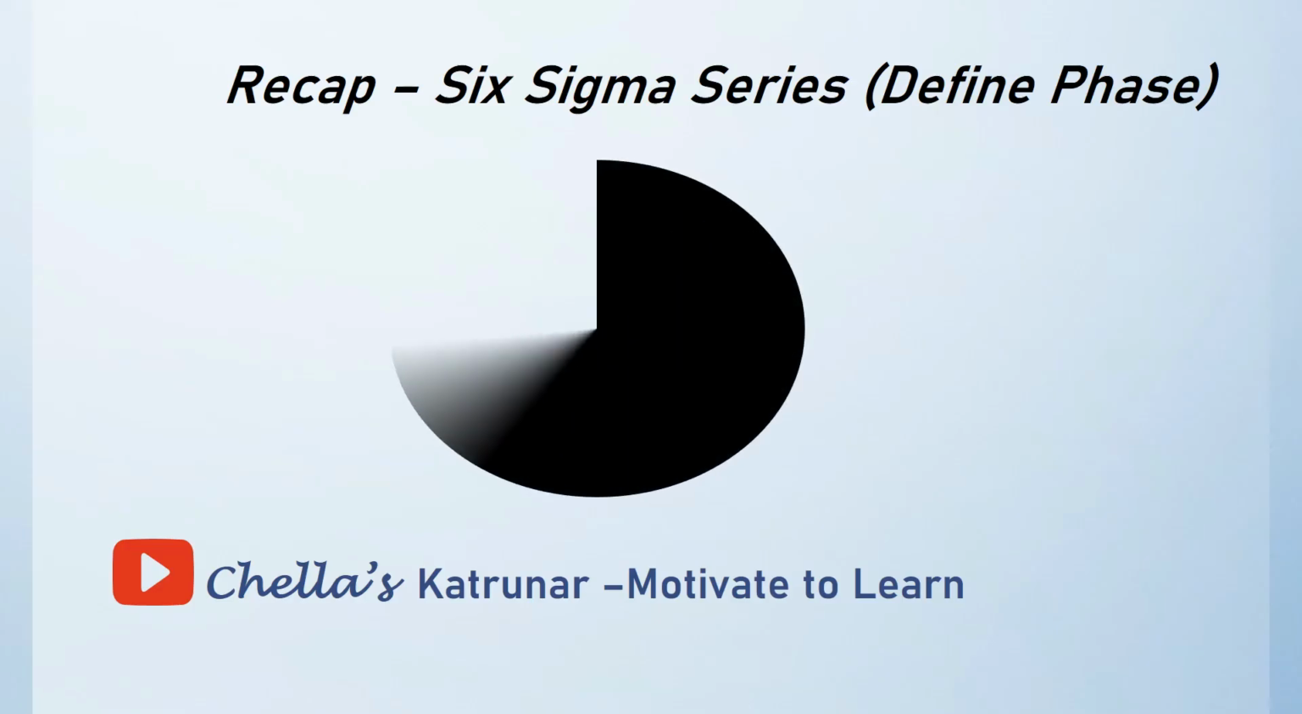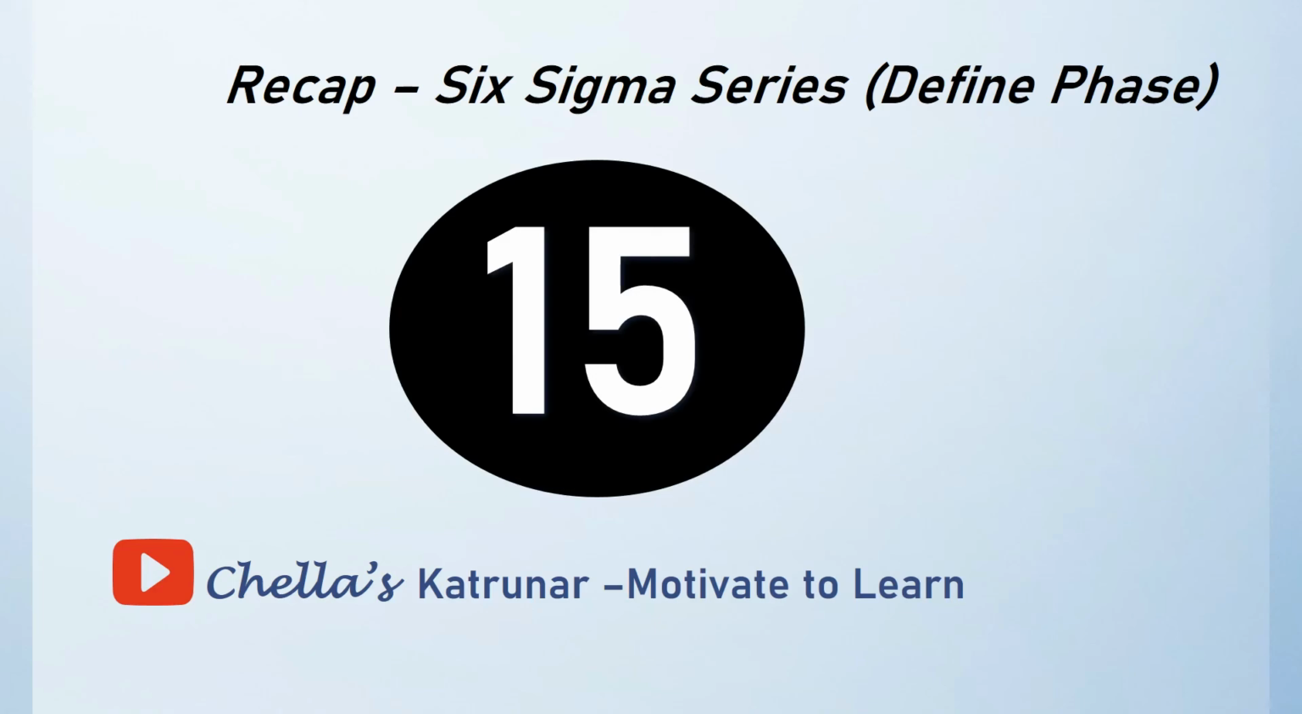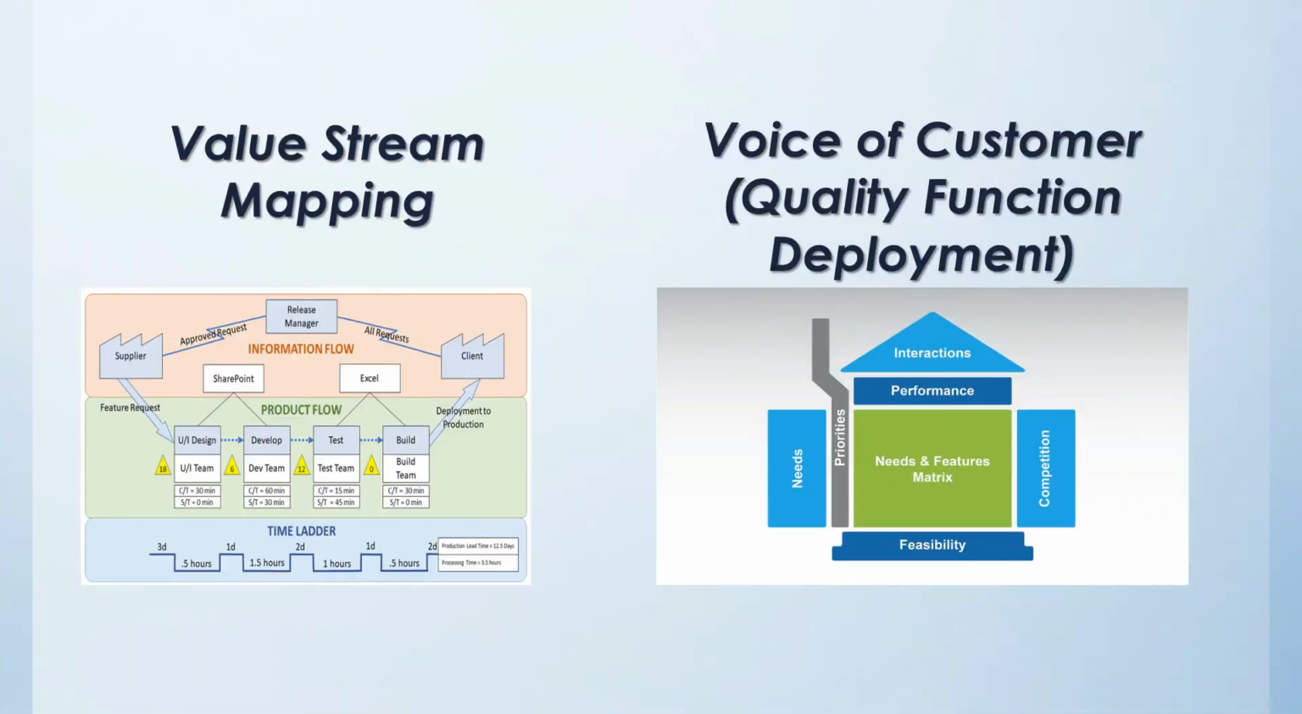Last one, point number 15. We have learned 2 tools. One is value stream mapping. It helps to visualize the information, material, and resource flow in the process. So further analysis can be done through this VSM chart, the value stream mapping chart. This is the first tool.